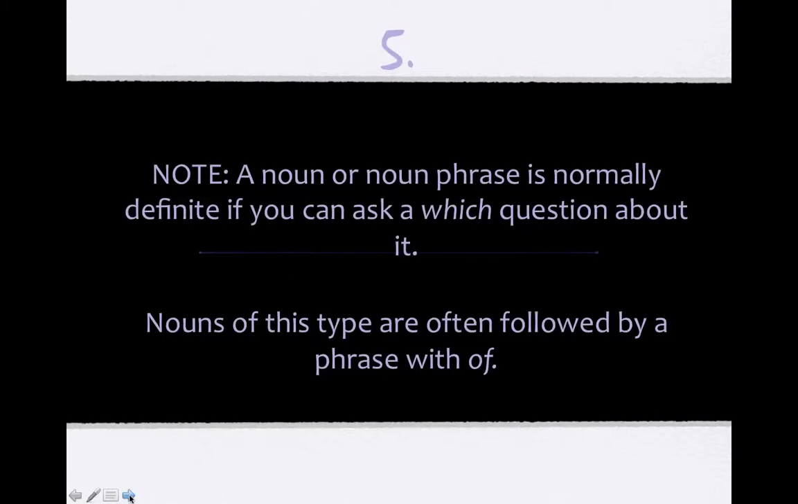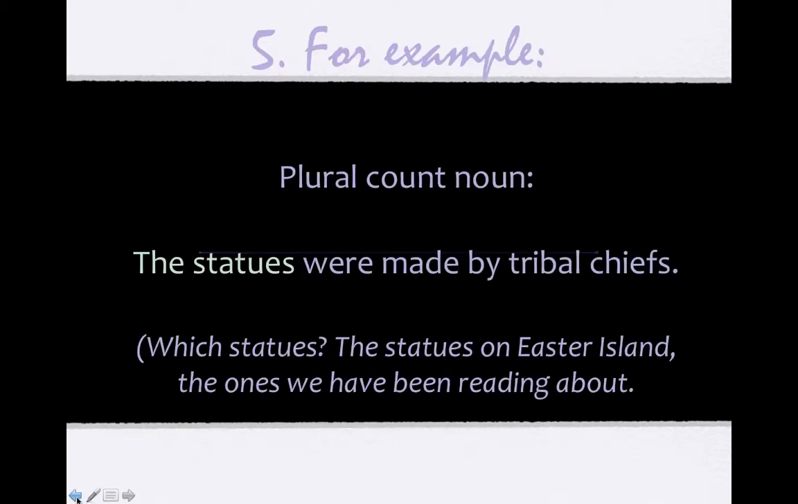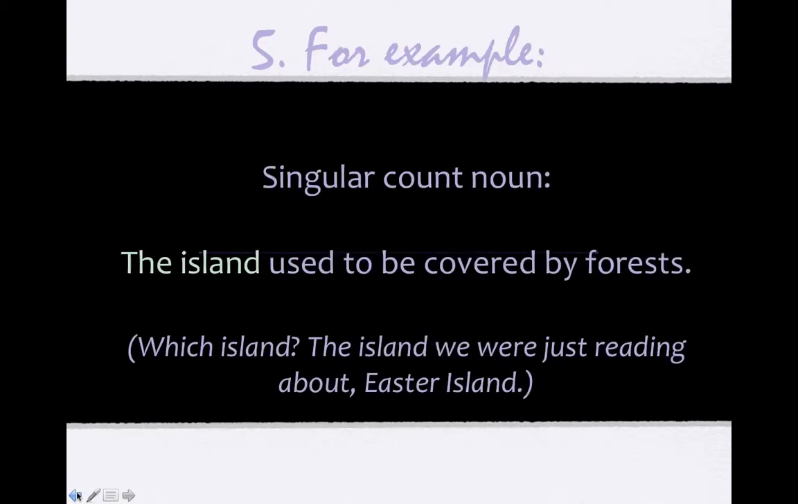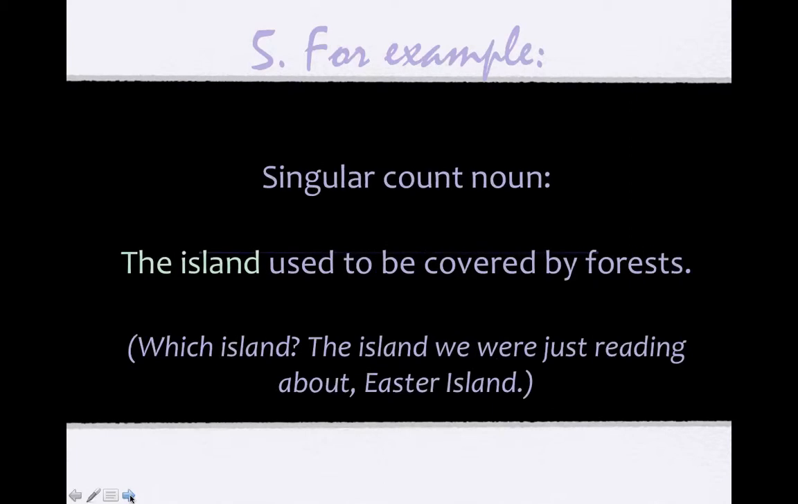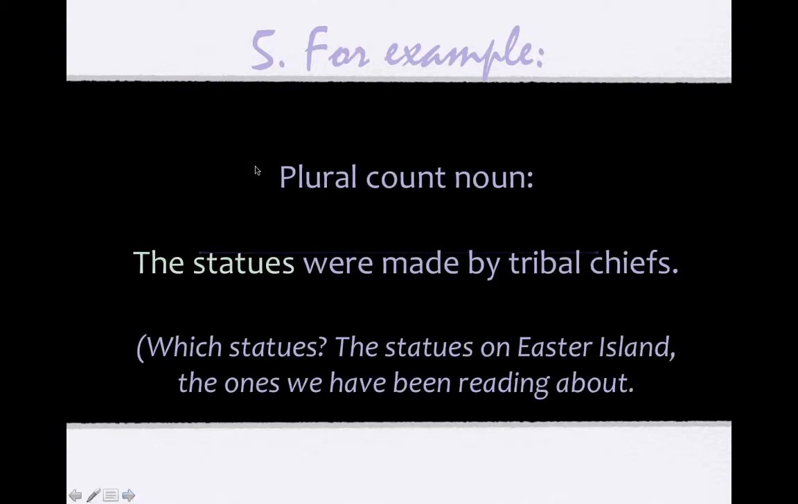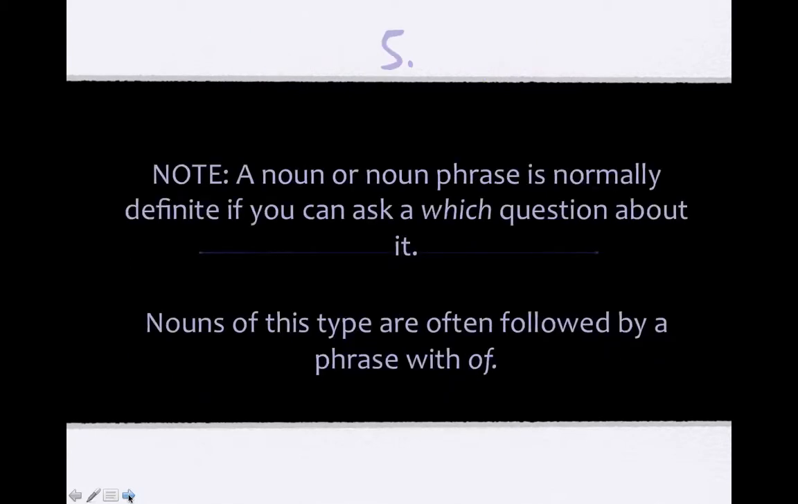Okay, a noun or a noun phrase is normally definite if you can ask a which question about it. If we go back and look at these three examples. Okay, the food. Which food? The island. Which island? There's my dog barking. I'm not going to stop. The statues. Which statues?